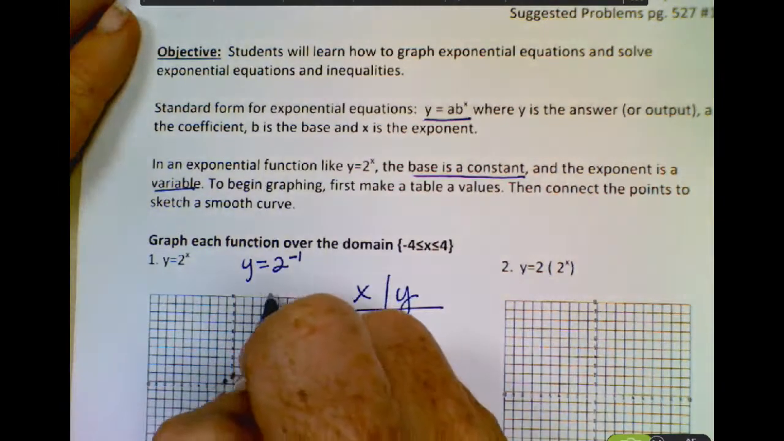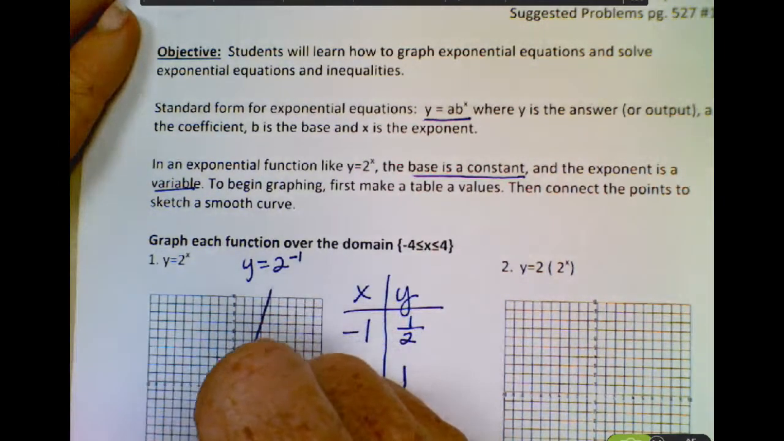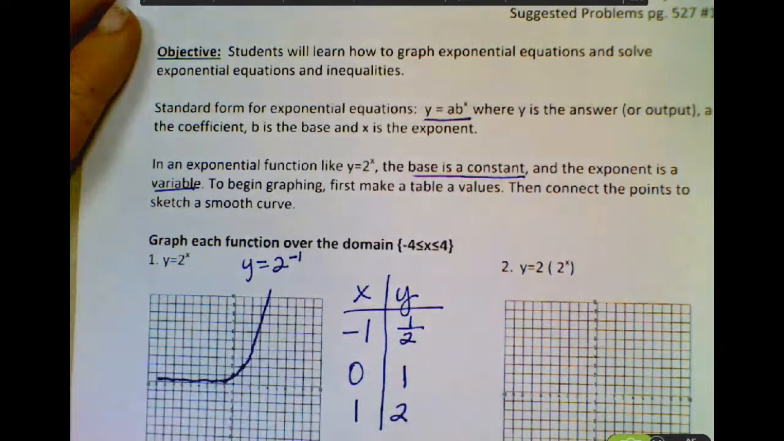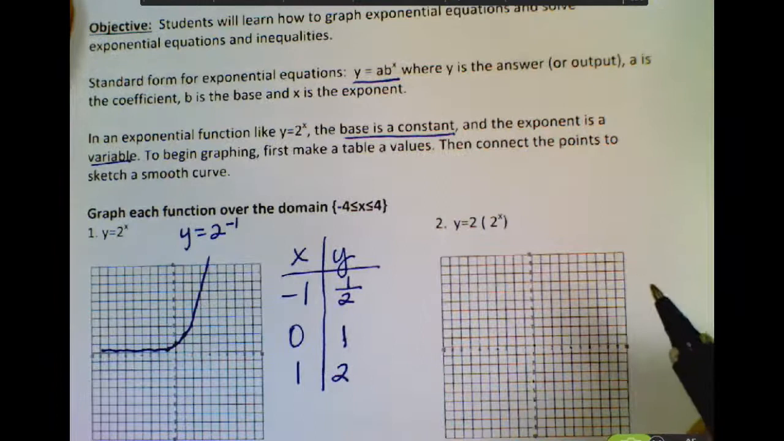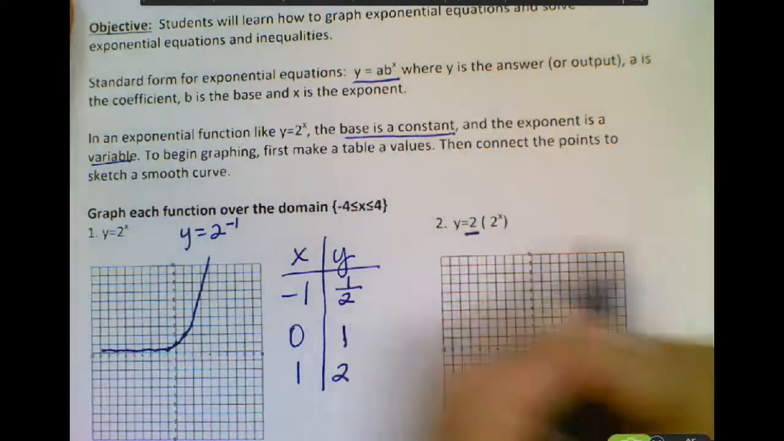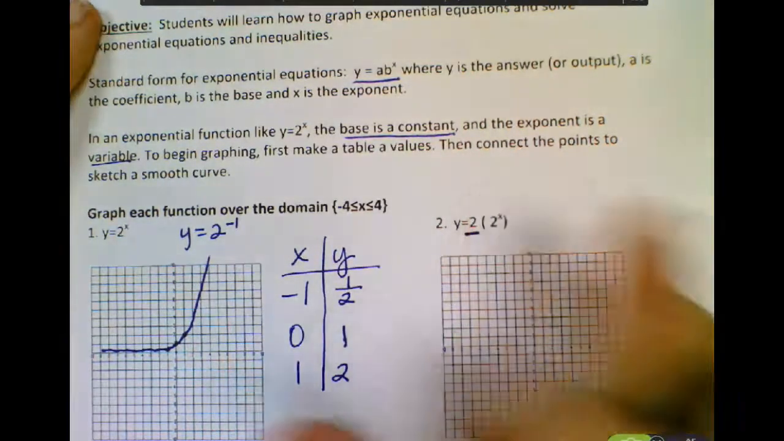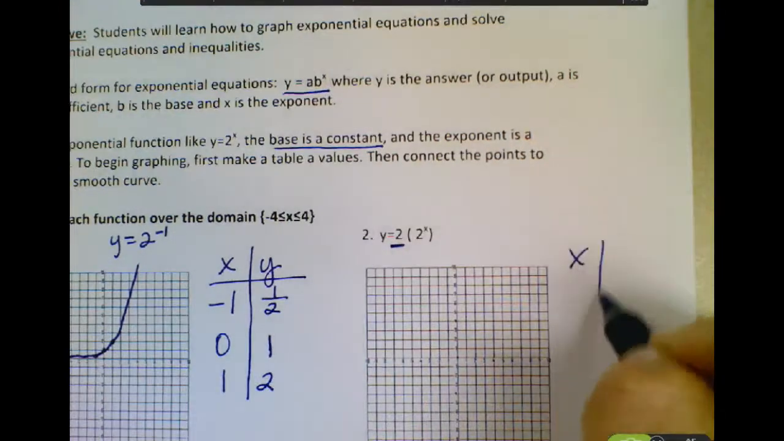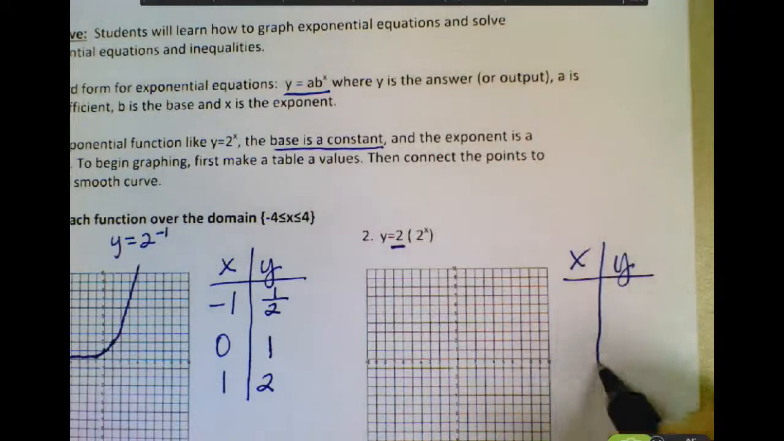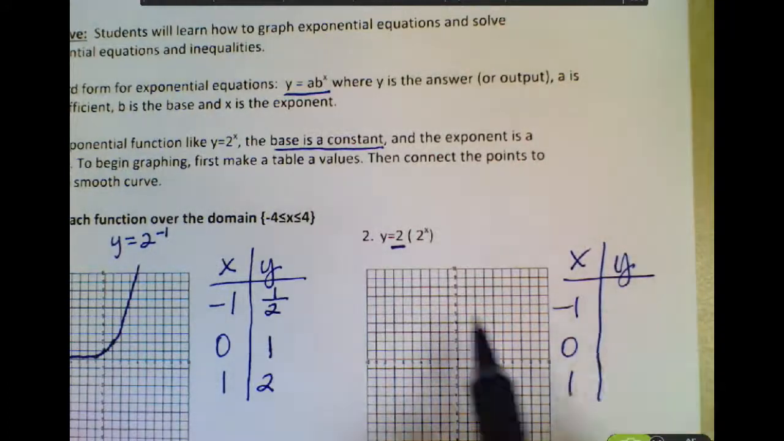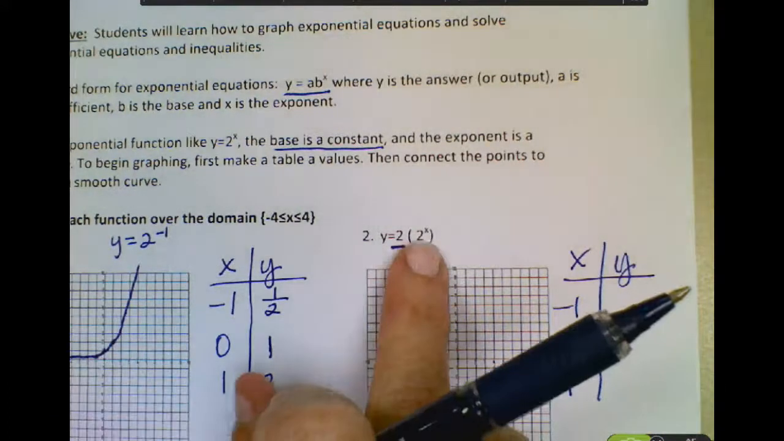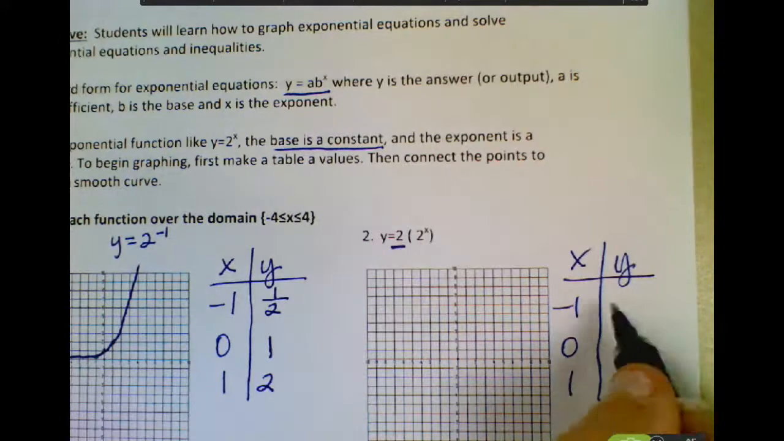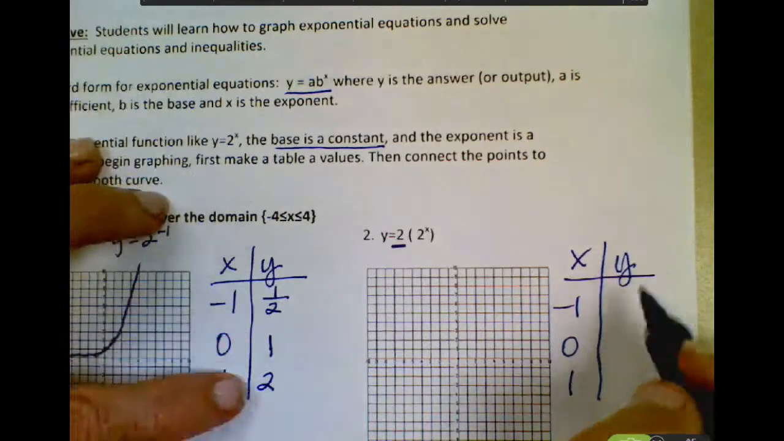So exponential graphs look something like this, curving up. Okay? So in number 2, we have exactly the same graph, except now the multiplier is 2. So our initial output is the same, except we're doubling the y values that we got on our first graph. So we have -1, 0, and 1 again, but I'm taking this first answer of 2^x and then multiplying it by 2.